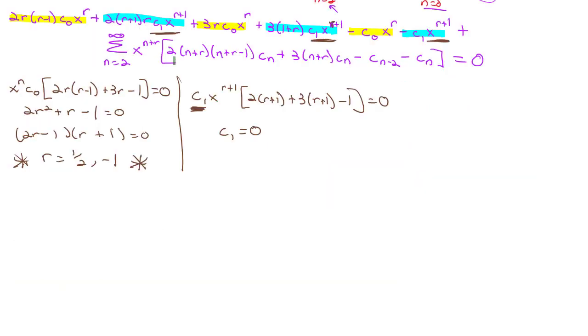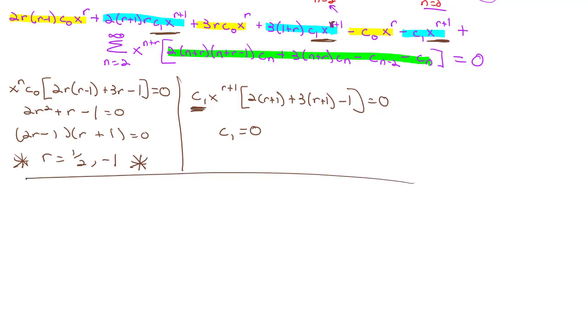Now that we've established that, we can take a look at the big thing inside the sum to establish my pattern for the c sub n's. Again, much the same way we did with our power series, we're going to solve for the larger subscript. In this case, the larger subscript is c sub n, which is larger than n minus 2. But the first thing I'm going to do is factor out the c sub n. And when I do, I'm left with 2 times n plus r times n plus r minus 1, plus 3 times n plus r minus 1. Then we also have a minus c sub n minus 2. And we know we want to set that equal to 0.